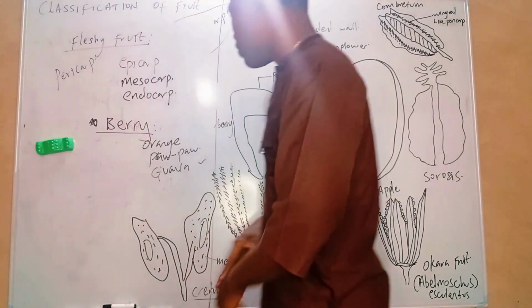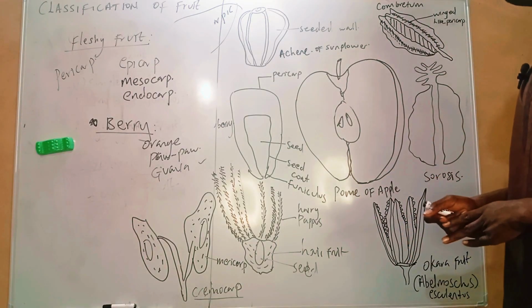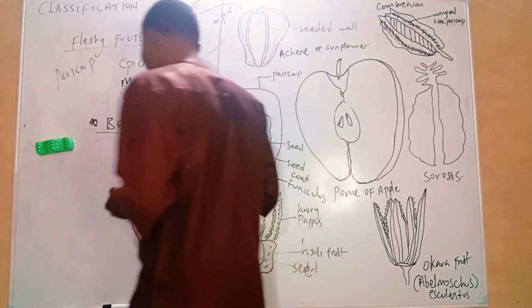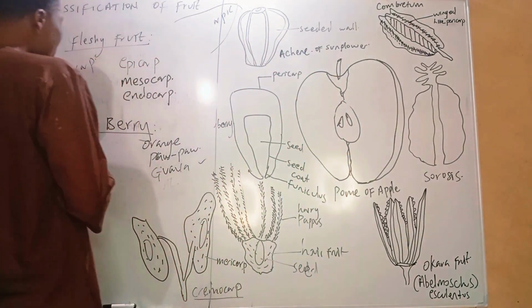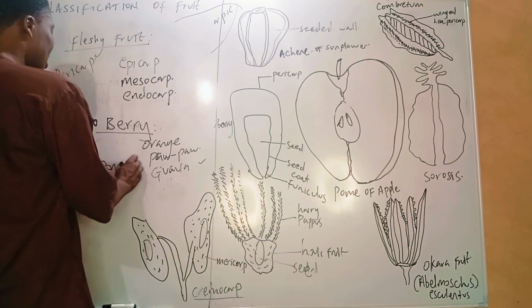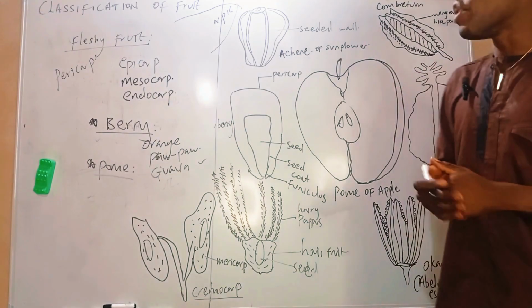Tomato is a berry. So usually when you have epicarp, mesocarp, and endocarp fleshy, we call them berries. Now we know types of berries already. The next type of fruit I'd like to look at is the one we call the pome. Many texts call the pome a type of berry, but the pome is very unique.